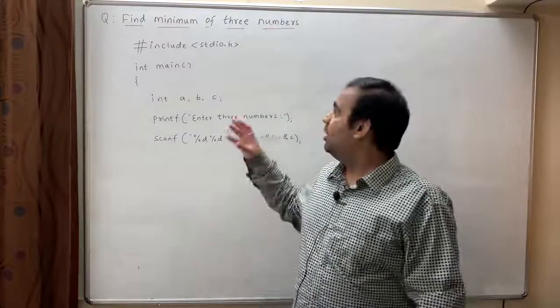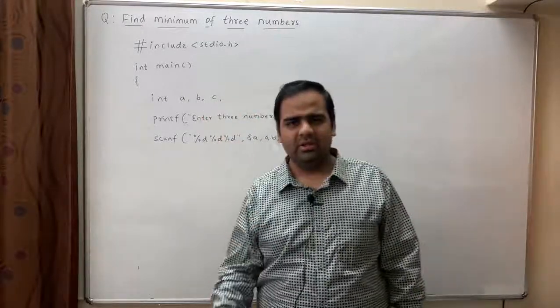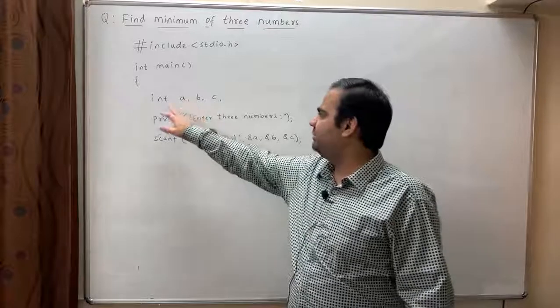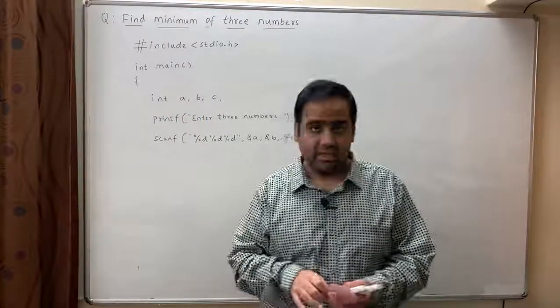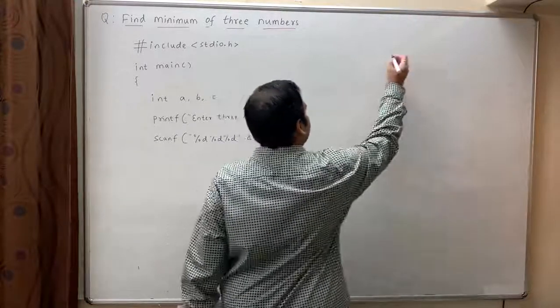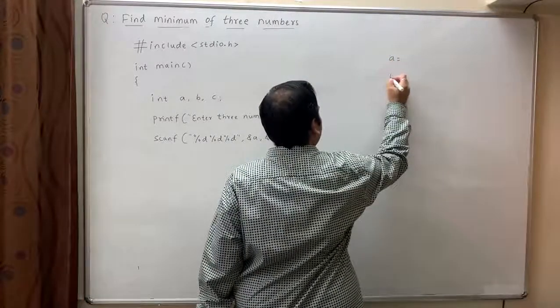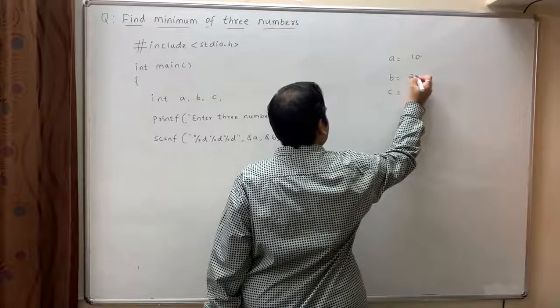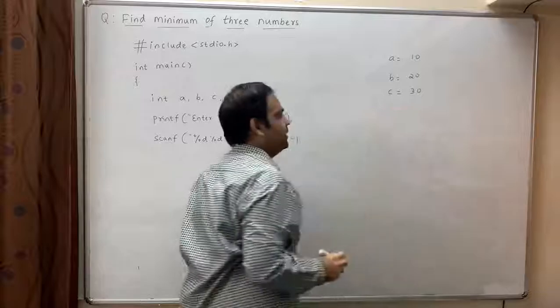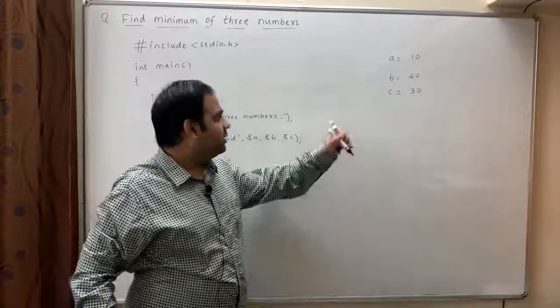Now how many numbers are there? There are 3 numbers. Let the 3 numbers be A, B and C, and let us assume that they are of integer type and we read the values of A, B and C. Let the value of A be 10, B be 20 and C be 30. The minimum of these 3 numbers is A.